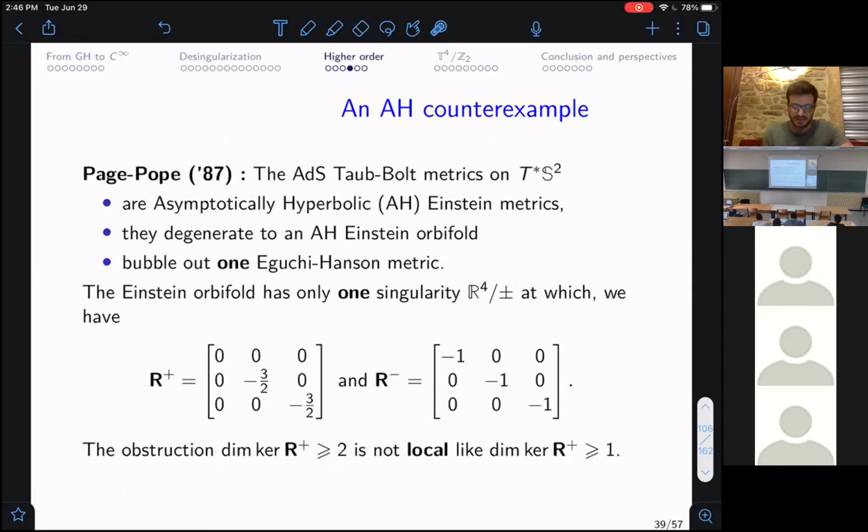So this shows that this second order obstruction is not local, it's a global question.